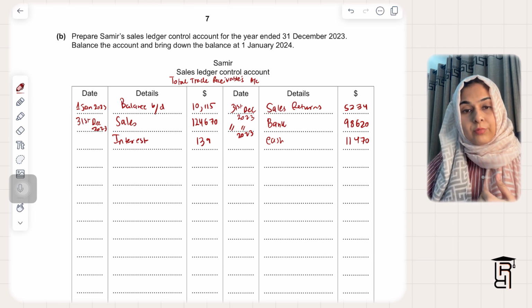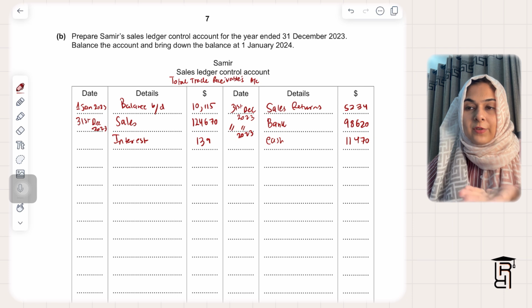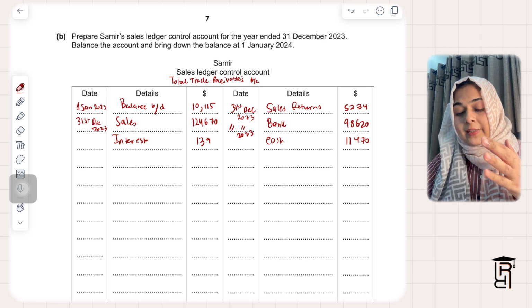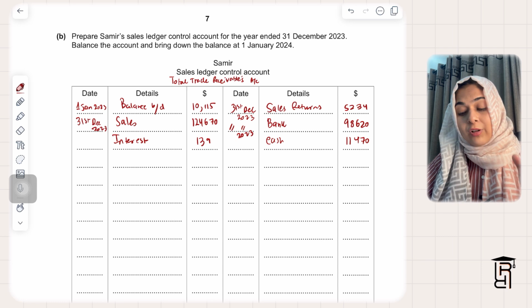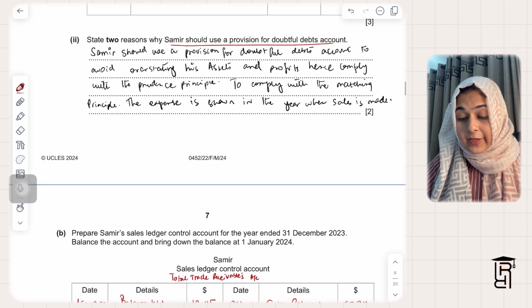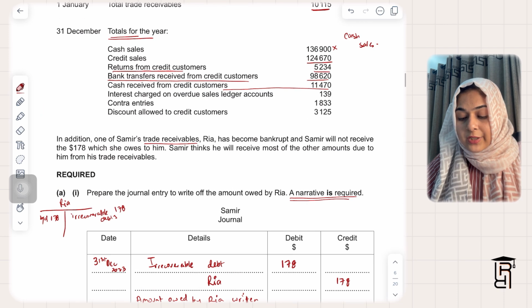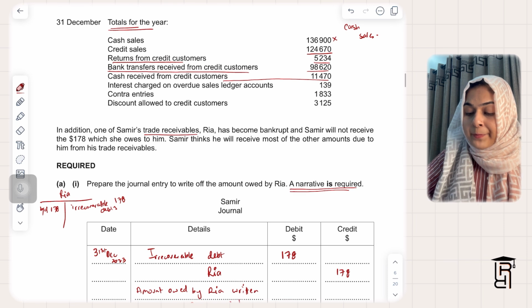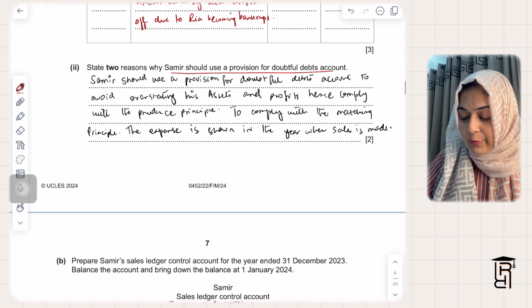By charging them interest, the amount that they owe me is going to increase, because obviously I'm going to say to them that now you need to pay me more. Basically you need to pay the amount that you owed me. Also you need to pay the interest because you haven't paid for a very long time. So I'm going to debit interest charged on overdue accounts in the sales ledger control account. Contra entry is simply going to come on the credit side.